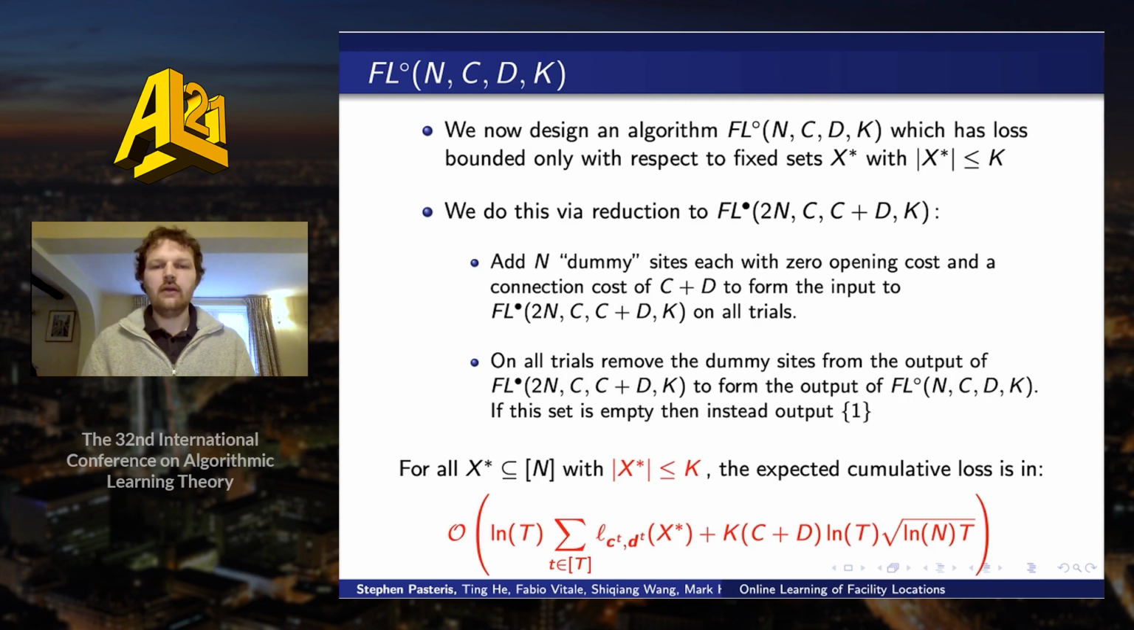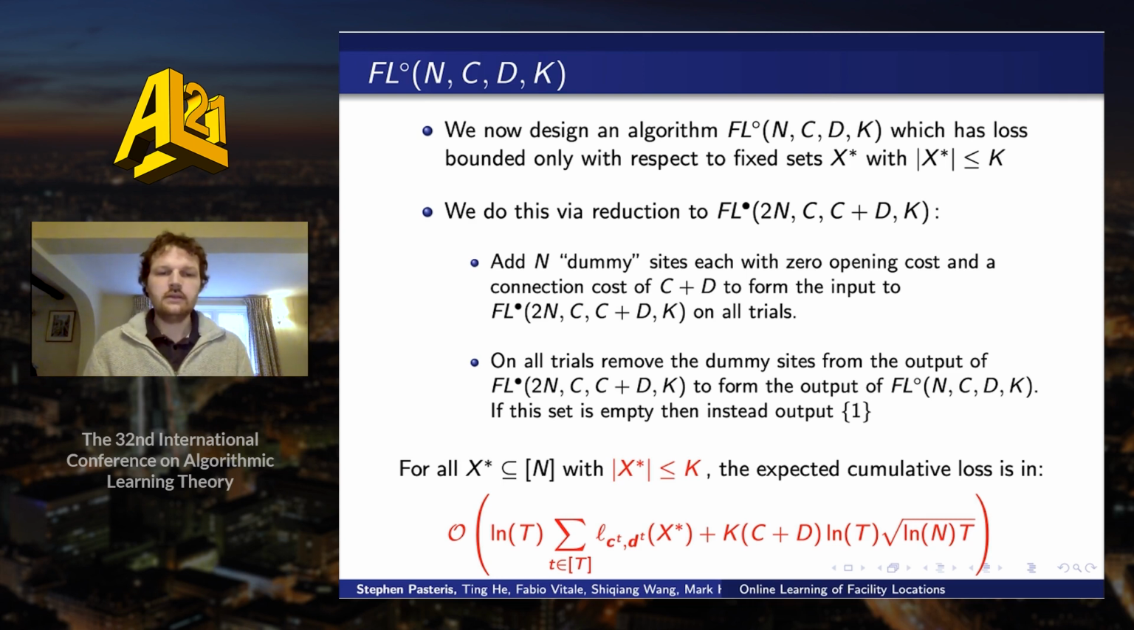We'll now design an algorithm FL circle, which has loss bounded only with respect to fixed sets of sites x star, but this time with x star with cardinality less than or equal to k instead of equal to k. We're going to do this via a reduction to FL bullet, with the same parameter k.